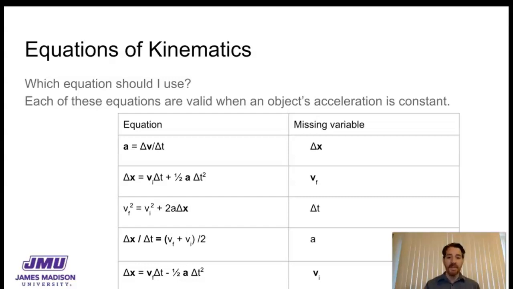And then that fifth equation down there is almost exactly the same as the second one. It's for when you don't care about the initial velocity. Don't care about it meaning you weren't given it and you weren't asked about it.